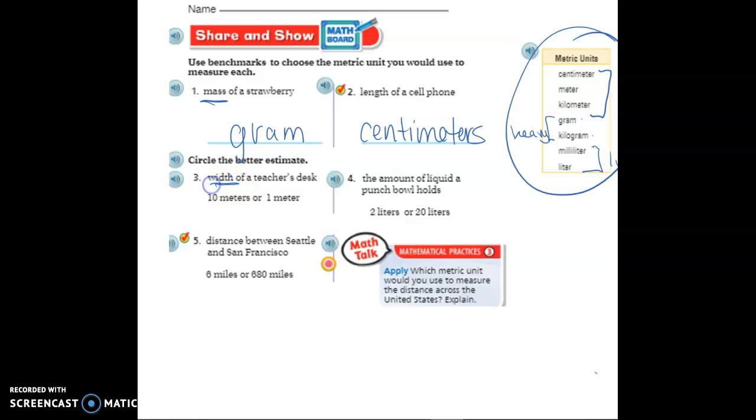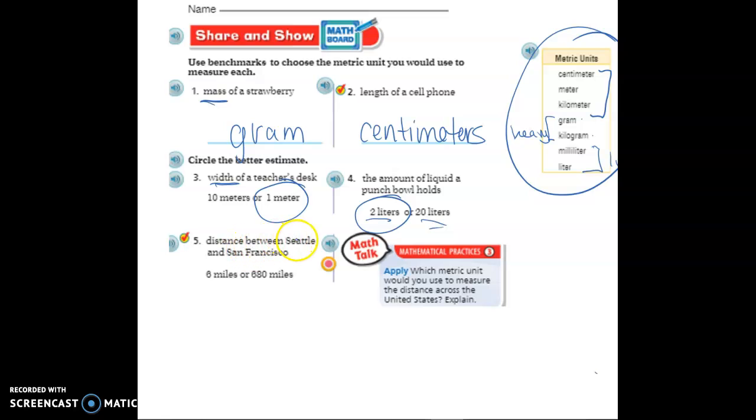Now width, we'll go over here to our length. Would it be 10 meters or 1 meter? 1 meter. The amount of liquid a punch bowl holds, would it be 2 liters or 20 liters? Now 2 liters, to put it in perspective, is a 2-liter big bottle of soda. It would be about 2 liters, because 20 liters is a lot.